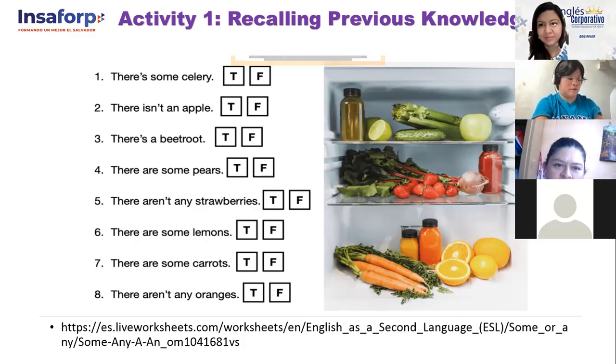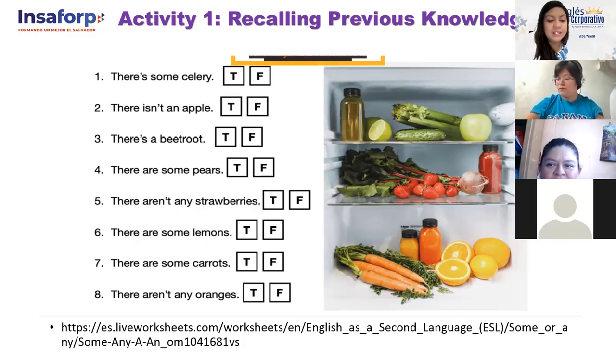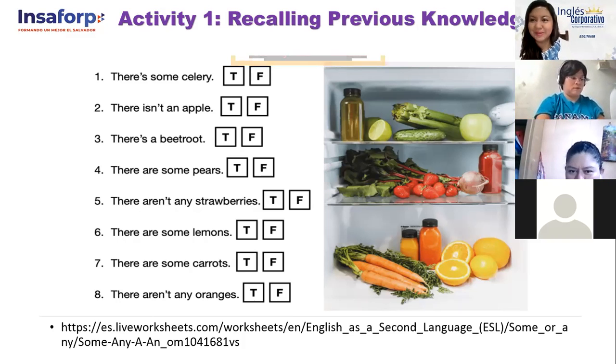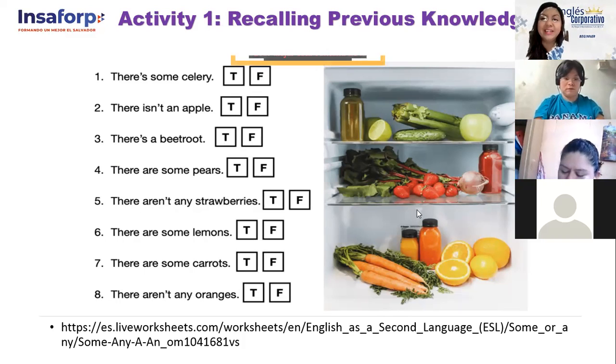How do you say celery, teacher? Okay, cuando quieran preguntar qué significa algo, la pregunta es, what's the meaning of? O también pueden decir, what does celery, en este caso, ¿verdad? What does celery mean? Okay? Again, Evelyn, you can ask me the question one more time. What do you mean on celery? Celery is this. Apio. Entonces, it's true. There's some celery. It's true. And we are using some.